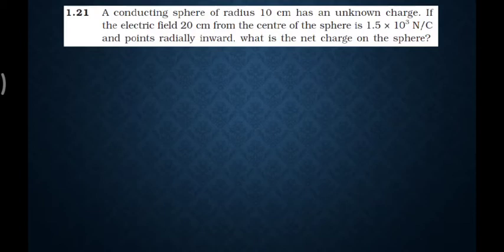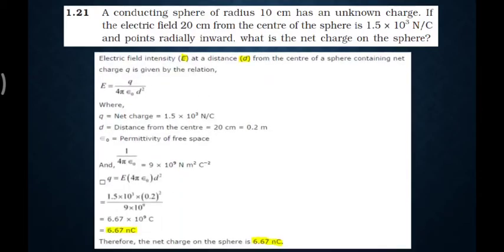The electric field given is 1.5 into 10 to the power 3 newton per coulomb, pointing radially inward. What is the net charge on the sphere? This much electric field can be generated, so what will be the source of it? It means charge. Let's go, it's the easiest one. The electric field can be generated by the charge. E is equal to kQ upon r square.